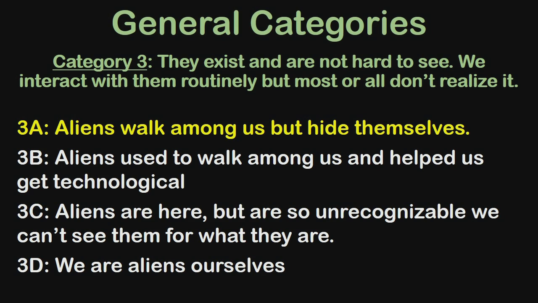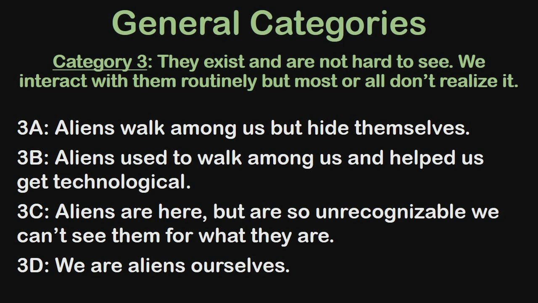4 categories. 3A, aliens walk among us but hide themselves. 3B, aliens used to walk among us and helped us get technological. 3C, aliens are here but are so unrecognizable we just can't see them for what they are. And 3D, we are ourselves aliens.